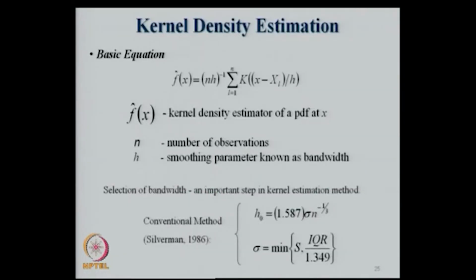In the kernel density estimation, what we do is that we fit the probability density. This is the kernel density estimator of probability density. This is the number of observations. In our case, it will be the number of simulations that are possible, and this is called a smoothing parameter, and you have the kernel functions here.